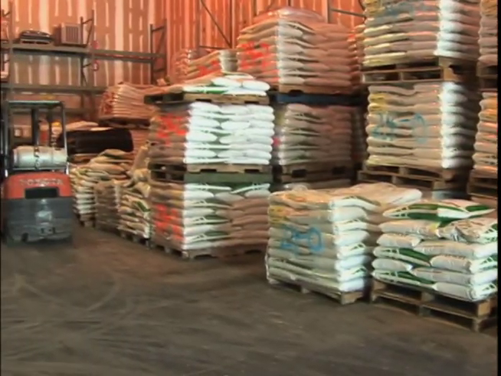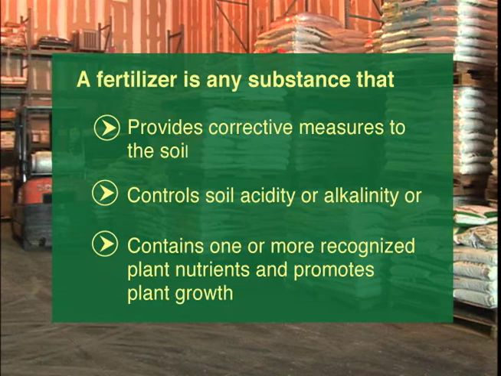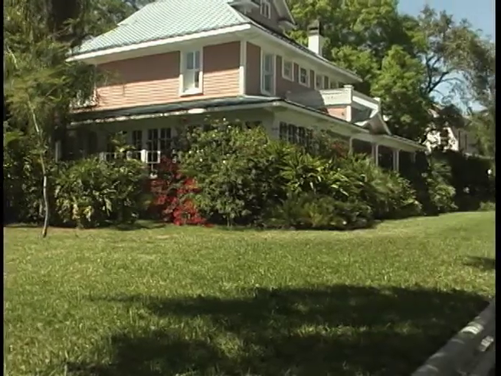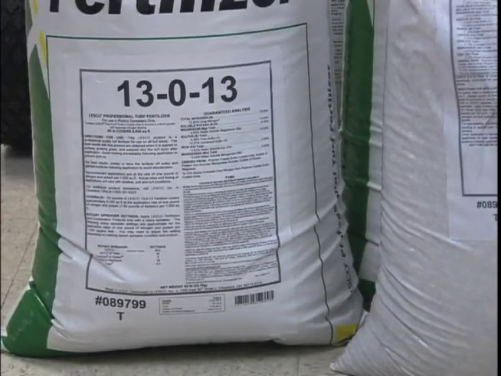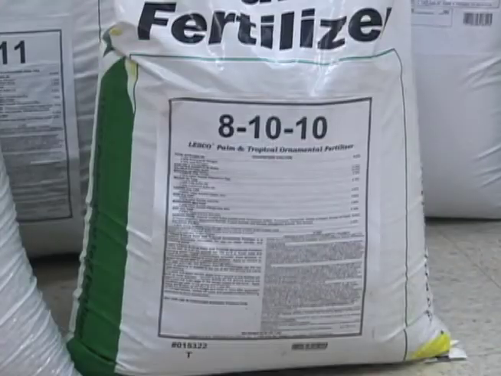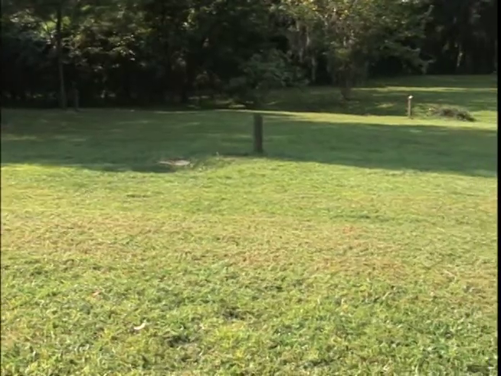Finally, I'll move on to fertilizers. A fertilizer is any substance that provides corrective measures to the soil, controls soil acidity or alkalinity, or contains one or more recognized plant nutrients and promotes plant growth. Fertilizers used on lawns usually have higher amounts of nitrogen, and they are generally applied more frequently than other landscape fertilizers. This is because turfgrass needs nitrogen to establish and grow.